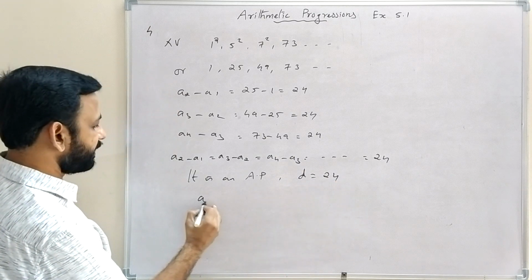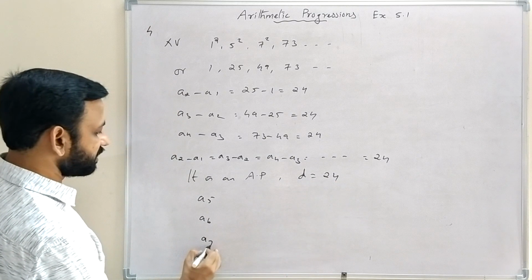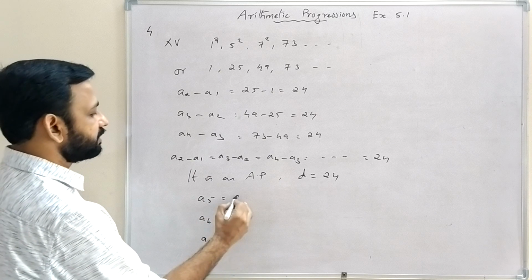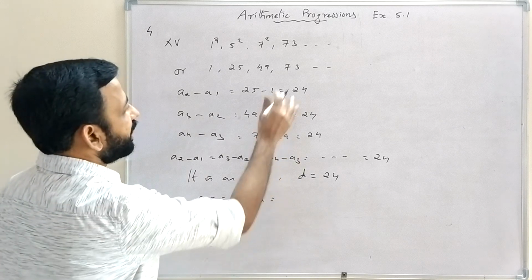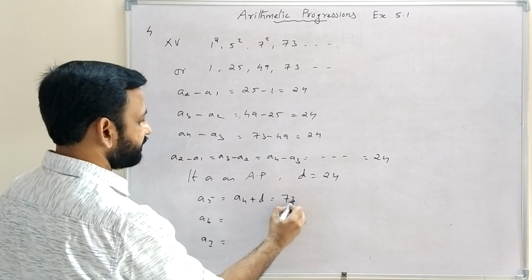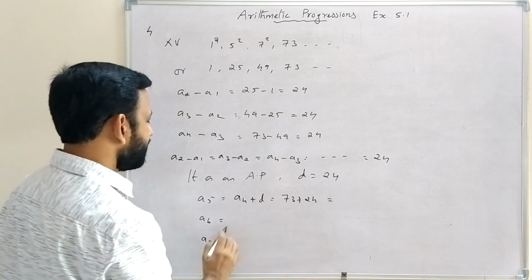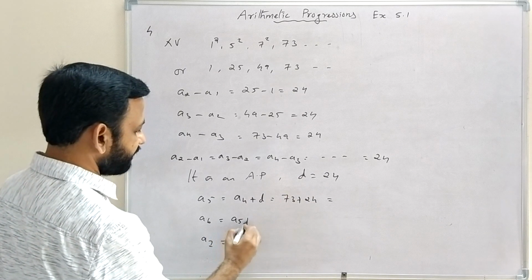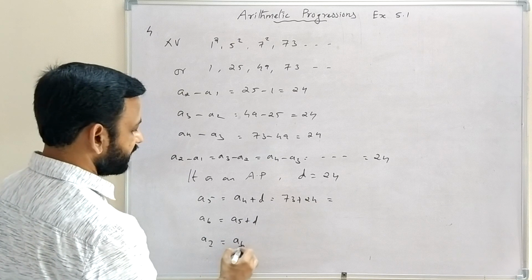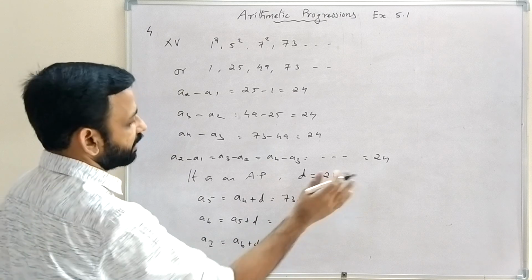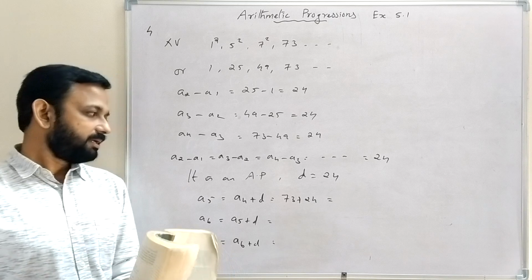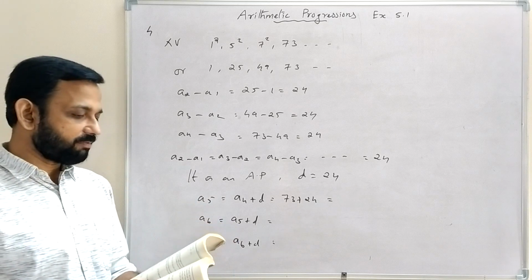Then we have to find A5, A6, A7. A5 is A4 plus D, and here A4 is 73, so 73 plus 24 we will get. And similarly A6 is A5 plus D, A7 is A6 plus D, etc. So we will get the next 3 terms of this AP.